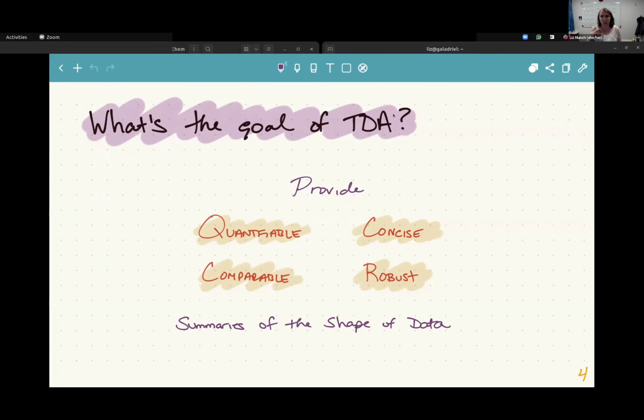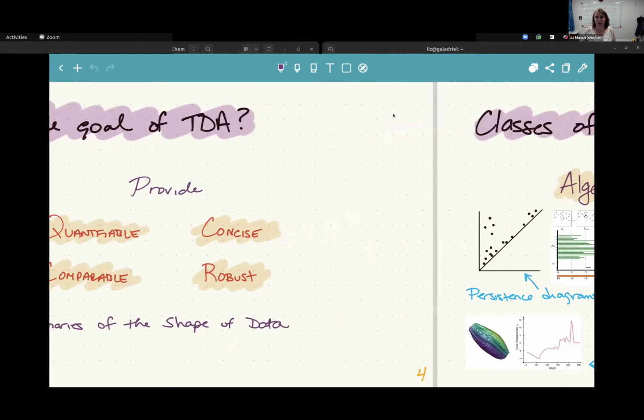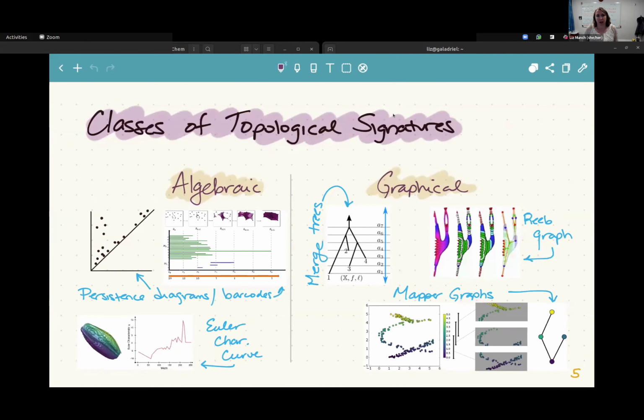For the purposes of today, we're going to talk mostly about the concise bit, because we're going to have an interesting way of taking your particular data set and encoding the shape in some manner that I can use for other sorts of inputs. There are a lot of types of topological signatures. There's lots of things that this field has been using as inputs.